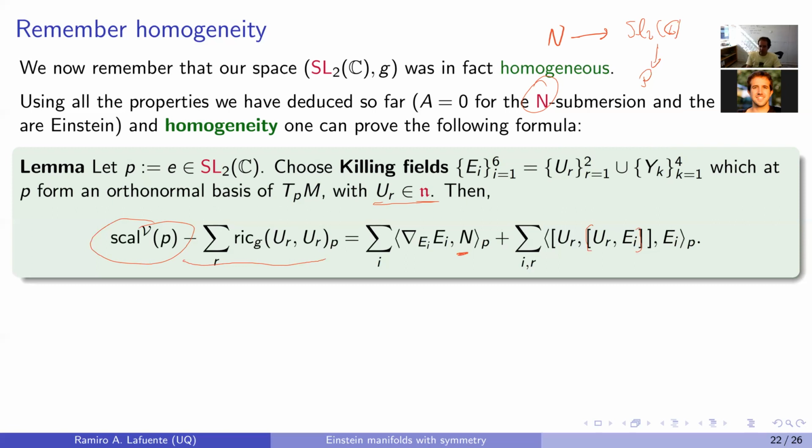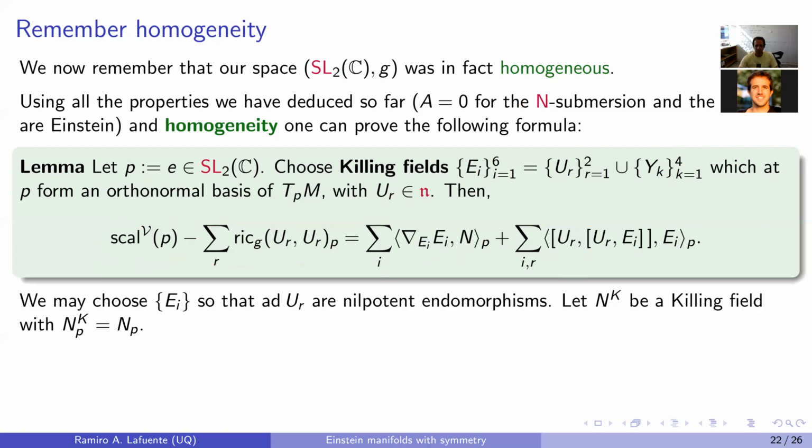Now the good thing is that these two terms are computable in algebraic terms. So what do I mean by that? The right-hand side one can compute. Well, first of all, by using a little bit of Lie theory, one can choose this basis E_i with the property that these endomorphisms at U are nilpotent matrices when written in this basis. So this is standard in Lie theory.